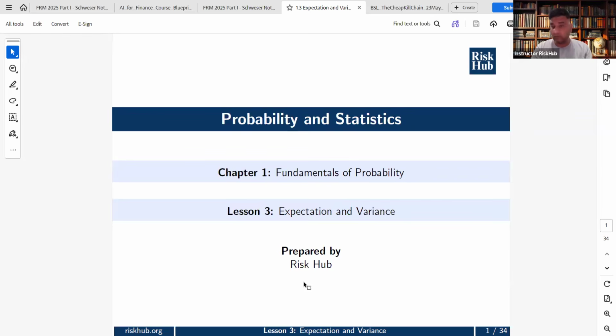Everything from portfolio management, the Capital Asset Pricing Model, Black-Scholes, Monte Carlo simulations, VaR, credit risk models, and machine learning in finance eventually comes back to these two concepts. So let's dig deeper and try to understand more.